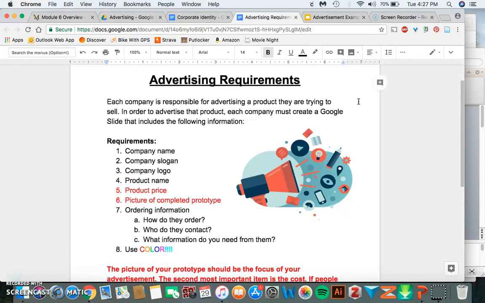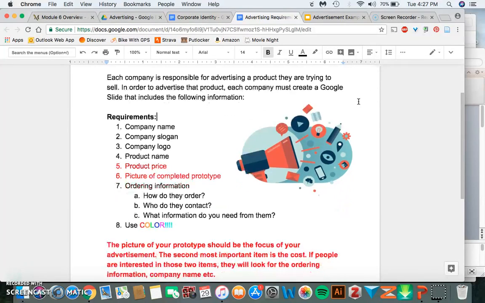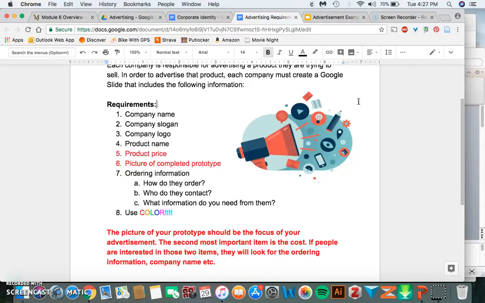They need to include their company name, they need to include their company slogan, their company logo, their product name, product price, a picture of their completed and built prototype, ordering information that would include how do the people order their product, who do they need to contact, what information do they need from them, as well as my final requirement is the use of color.